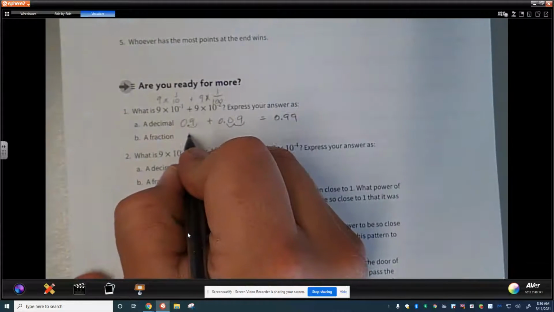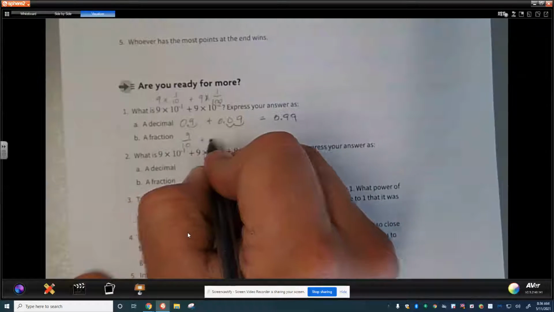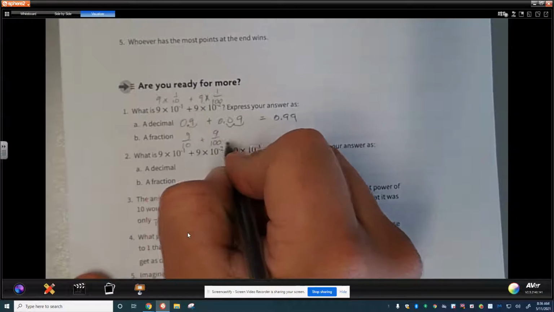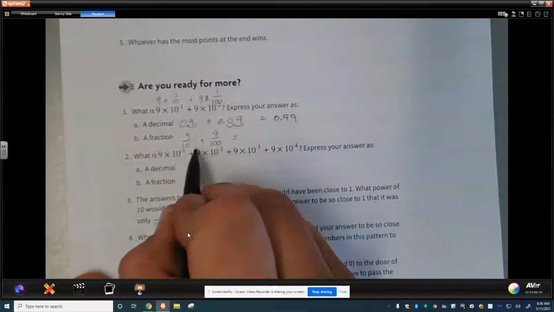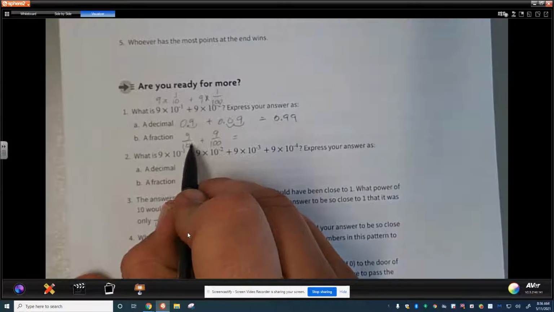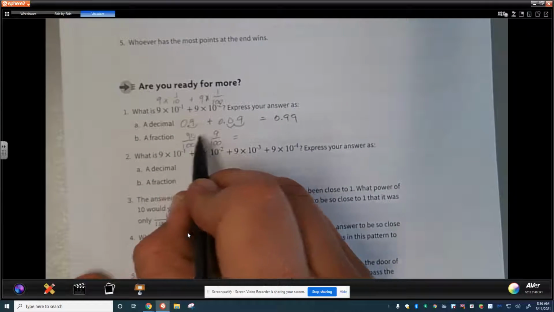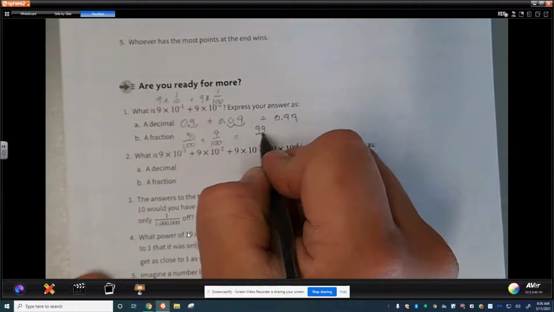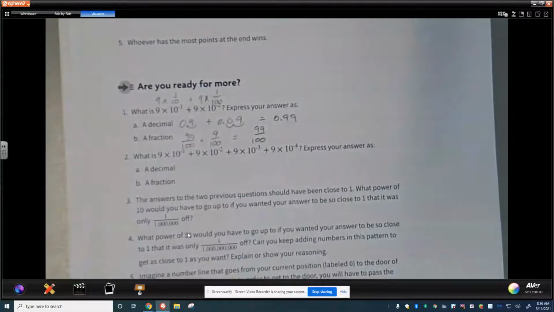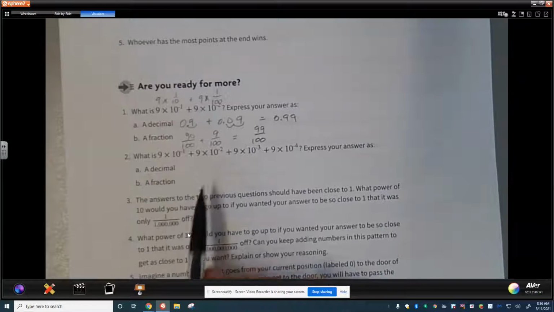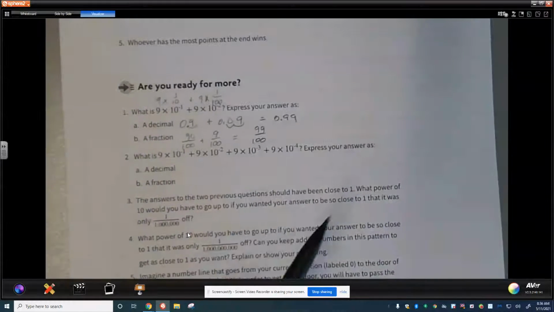As a fraction, I can take this as 9/10 plus 9/100ths. And then I know I need to have a common denominator, so if I multiply this by 10 to get to 100, I get to 90, and I see 99/100ths. And if you can catch on to that, you'll actually catch on to the pattern that's going to happen with number 2, and then you'll be able to answer a couple of these questions.